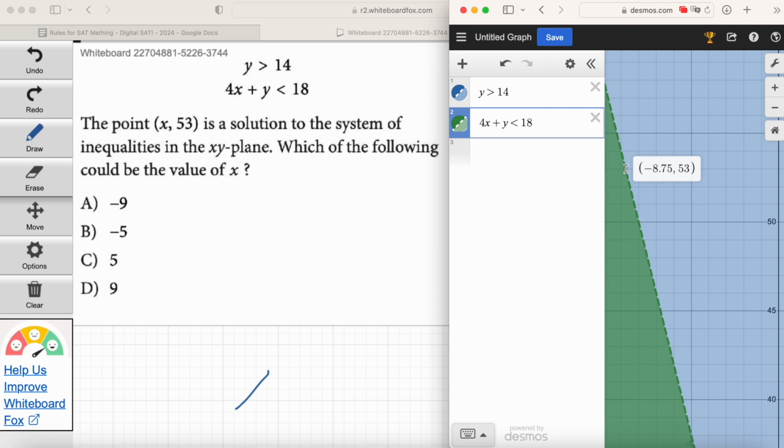I guess pretty much -9. Yeah, roughly -9. I mean, it's -8.75, which means that anything less than that in this region over here could be a possible solution. Anything less than -8.75. Does that make sense? Did I lose you?